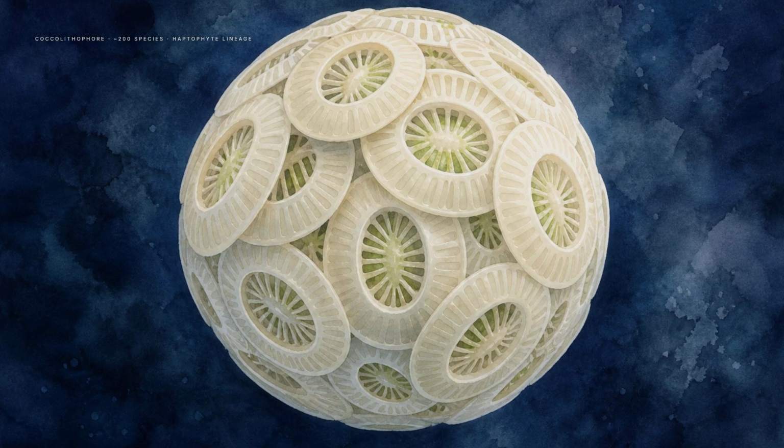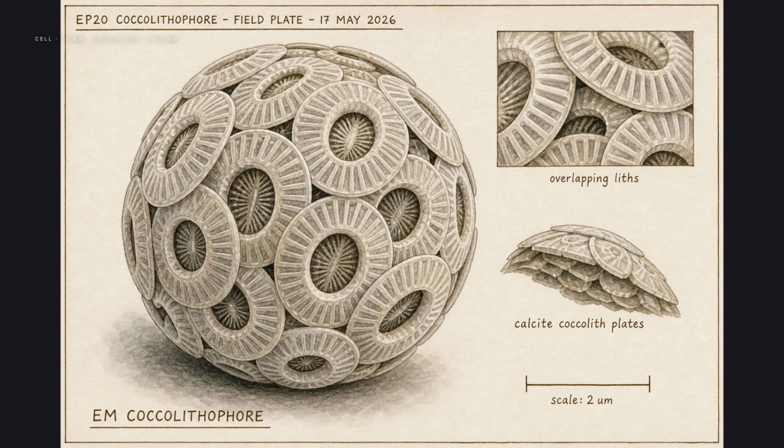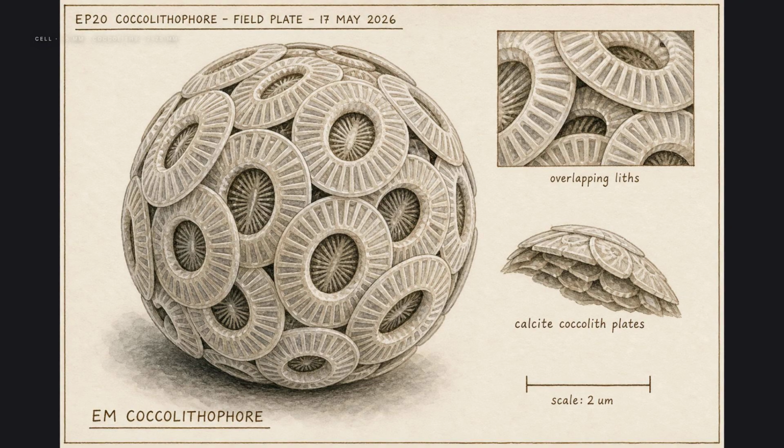Biologists have described about 200 species. The most abundant one in the modern ocean carries the binomial Emiliania huxleyi, recently reclassified as Gephyrocapsa huxleyi. The cells measure 5 micrometers across. Each secretes a covering of interlocking calcite plates called coccoliths, each 2 to 25 micrometers wide.